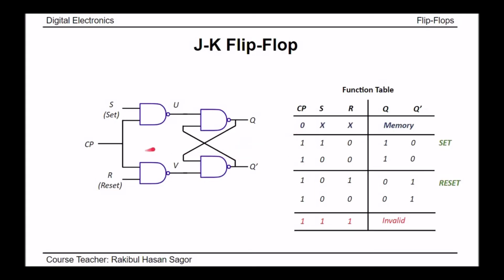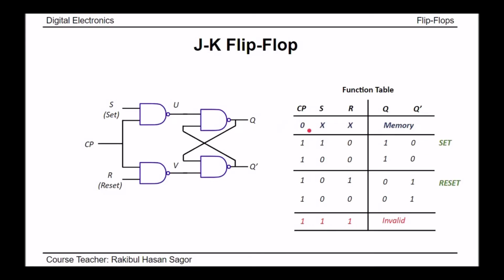When clock pulse of this flip-flop is 0, that means one of the input of this NAND gate and one of the input of this NAND gate is 0. So we do not care about what is the input for S and R, as one of the input of both NAND gate is 0. The definite output here, U and V, will be 1 and 1. From our previous slide, we know that when we have 1, 1 here, it will hold the previous value. That means it will act as memory.